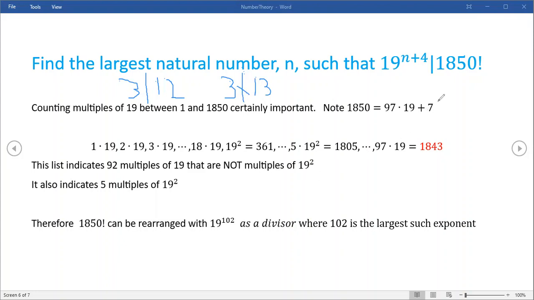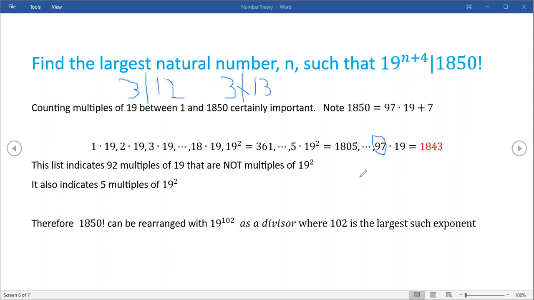Now, so again, we're trying to find the largest value of n such that 19 raised to the n+4 is a divisor of this huge number, okay? Now, counting the multiples of 19 up to 1850 is something that's necessary here. And we have a way to know when to stop by writing down this arithmetic truth right here: 1850 is equal to 97 times 19. So that would indicate we stop at this 97 that you see right here. Okay, we stop at 97.